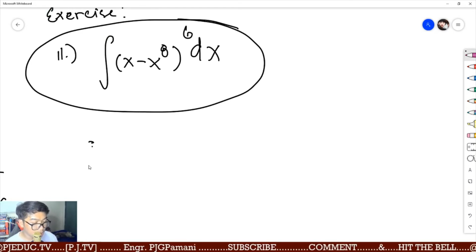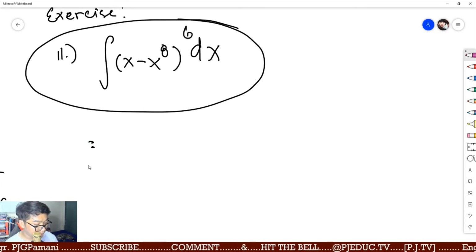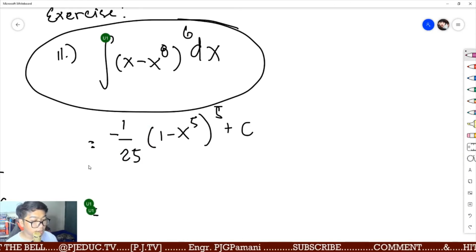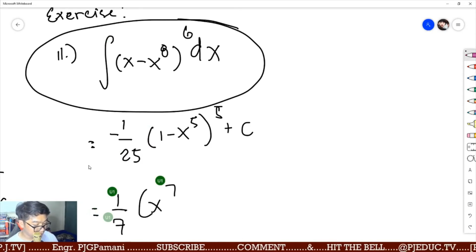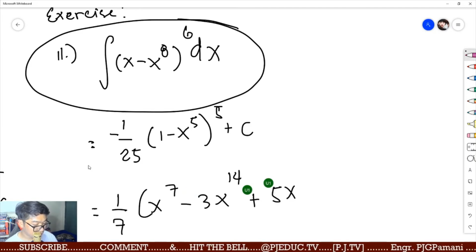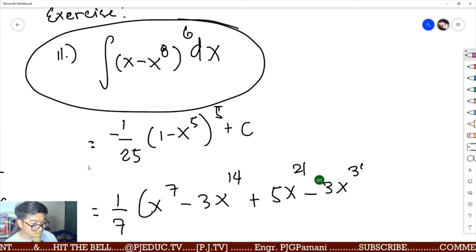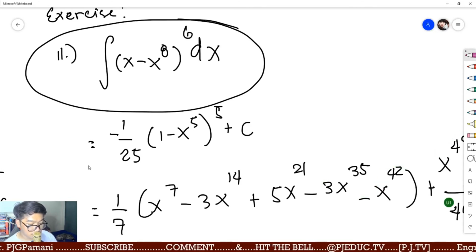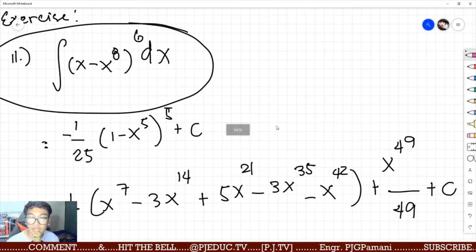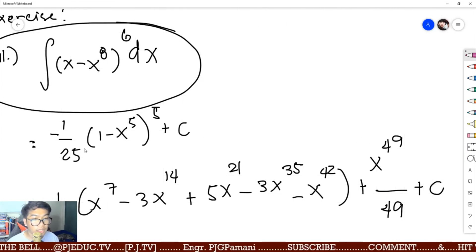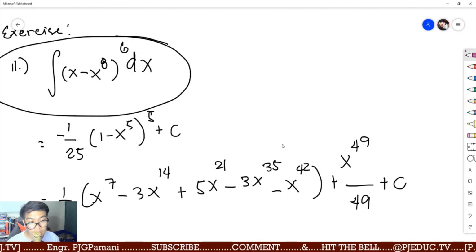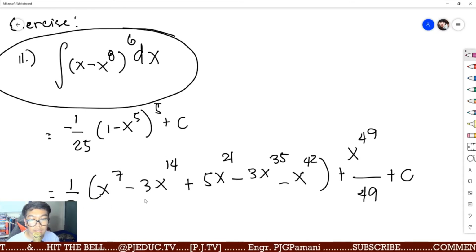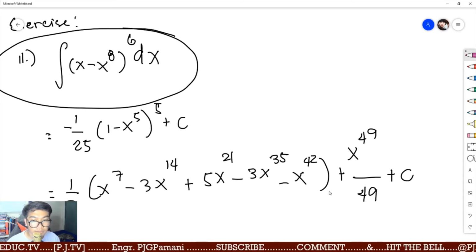Dapat, ang mapalabas ninyo, simplified form, 1 over 25, 1 minus x raised to the 5 plus c. Expanded form, 1 over 7, x raised to the 7 minus 3x raised to the 14 plus 5x raised to 21 minus 3x to the 35 minus x raised to 42 plus x raised to 49 over 49 plus c. Kayong bahala. If you want to simplify the integrand, you will then be able to solve this simplified form. Pero kung ikaw ay hindi sanay sa simplification, gusto mo yung expansion, expand mo yung integrand, then you will have this answer. Okay? Nasa sa inyo na yan.